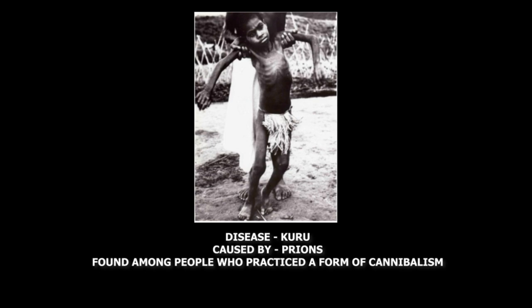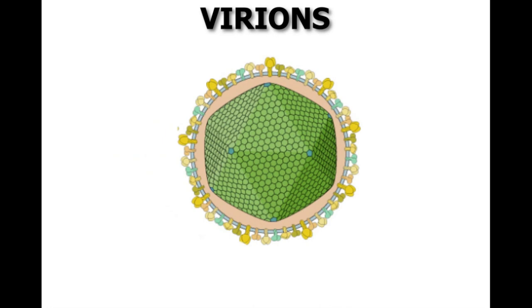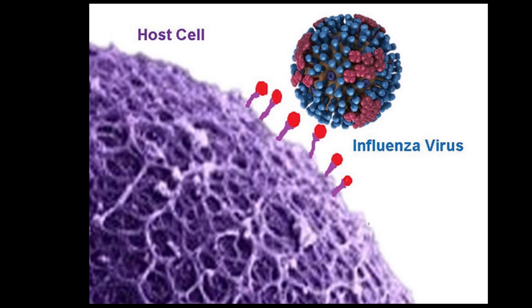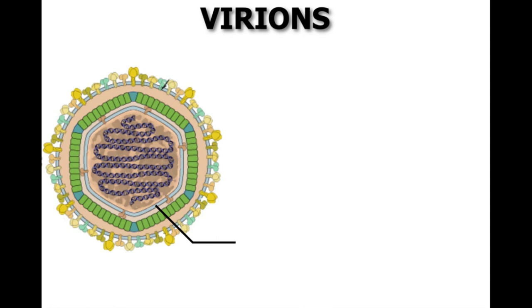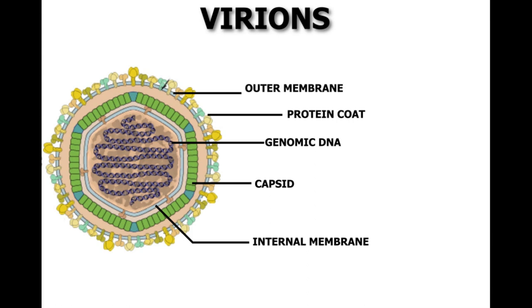Now let's learn about virions. When a virus is found inside the cell, it uses host cell material to form an outer coating. This coating is called capsid and is made of protein. A virus can live both inside and outside the cell.